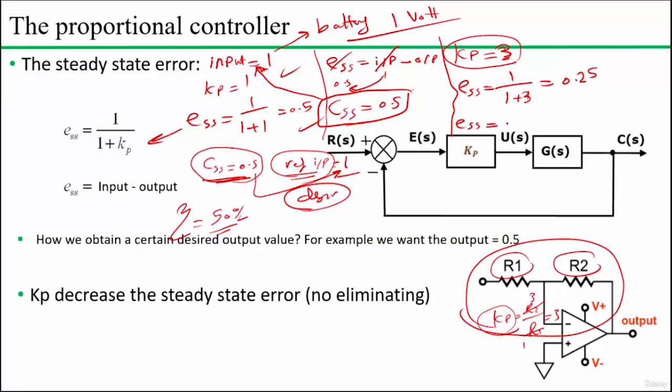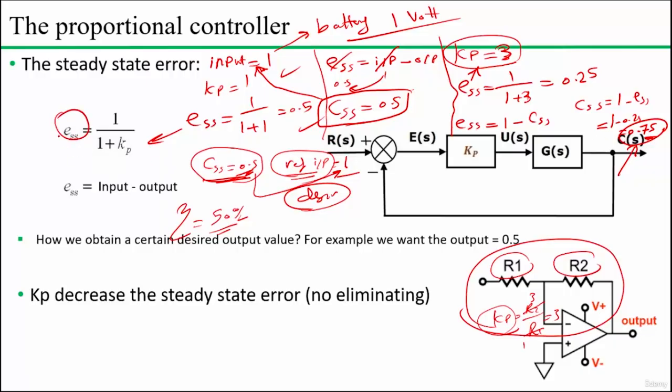In that case the steady state error will be 1 minus CSS. So we can say that the CSS is equal to 1 minus ESS. It will be equal to 1 minus 0.25. This will give us 0.75. So the value was half, and now it is equal to 0.75. So increasing the value of the KP increases the output and decreases the steady state error.